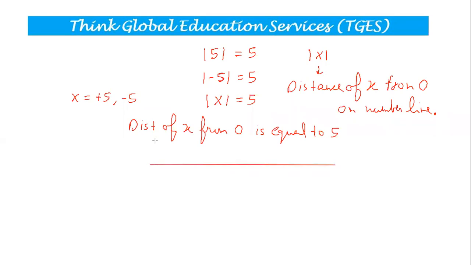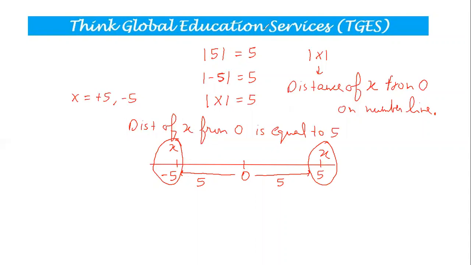If I try to put this on the number line, the distance of x from 0 is always equal to 5. Now, if I go 5 points ahead, I'll reach plus 5. Similarly, if I go 5 points behind, I will reach minus 5. So there are two possible values of x. X could be 5 or x could be minus 5. Both values are actually 5 points away from 0. So this is how you analyze your modulus in the context of distance.